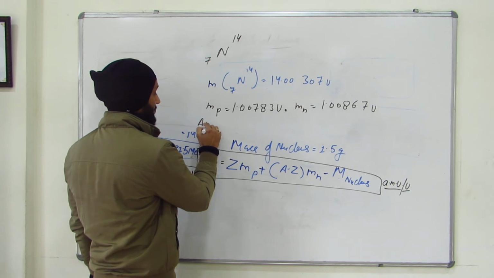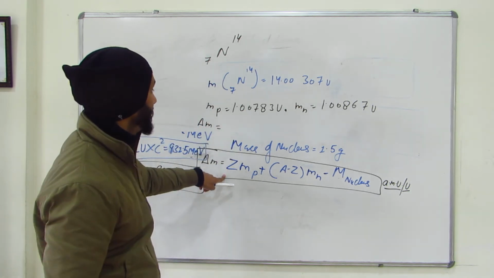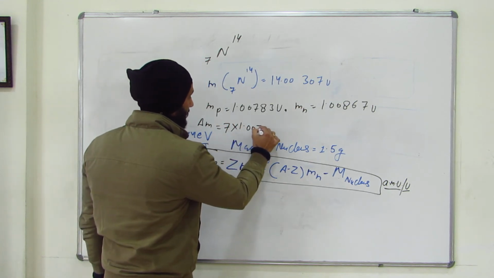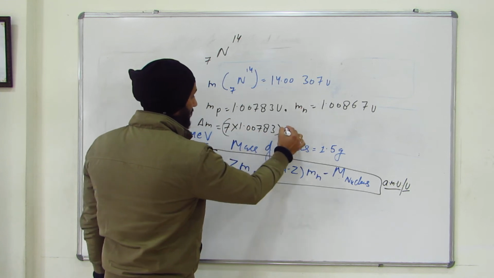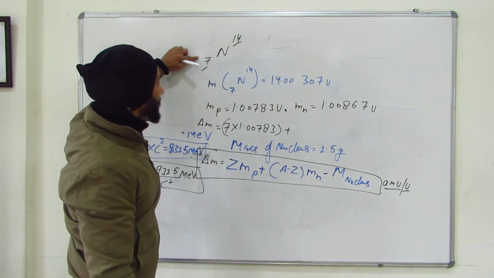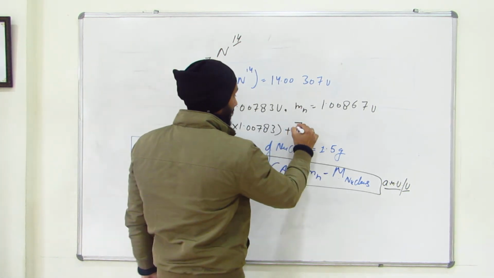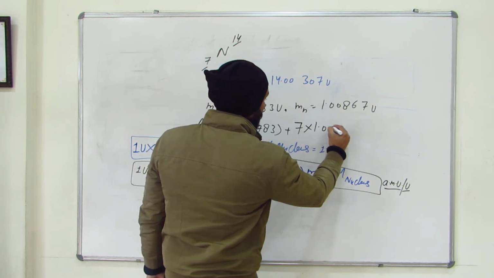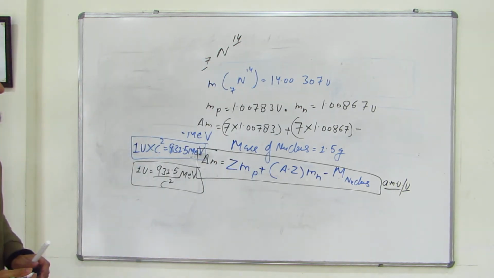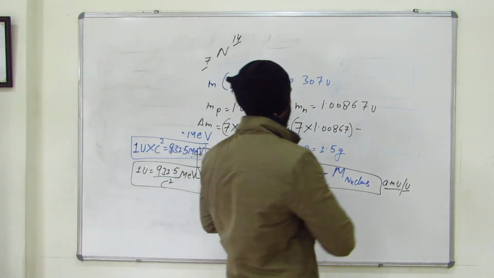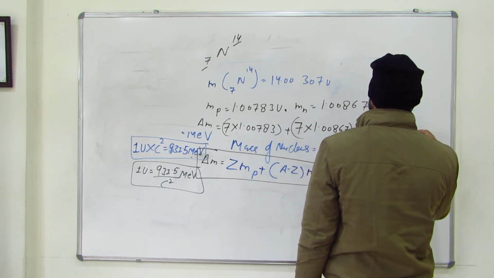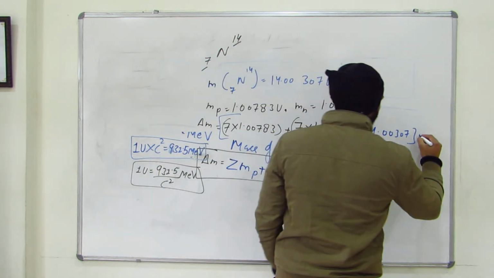So delta M is equal to Z. How many protons are there? 7. 7 into 1.00783, this is the mass of the proton, plus A minus Z. A is this, Z is this. So A minus Z, 14 minus 7, that will become 7, into mass of 1 neutron, 1.00867, minus mass of nucleus. How much is the mass of nucleus? Mass of nucleus is this, minus 14.00307. And guys, this whole thing is in unified mass.